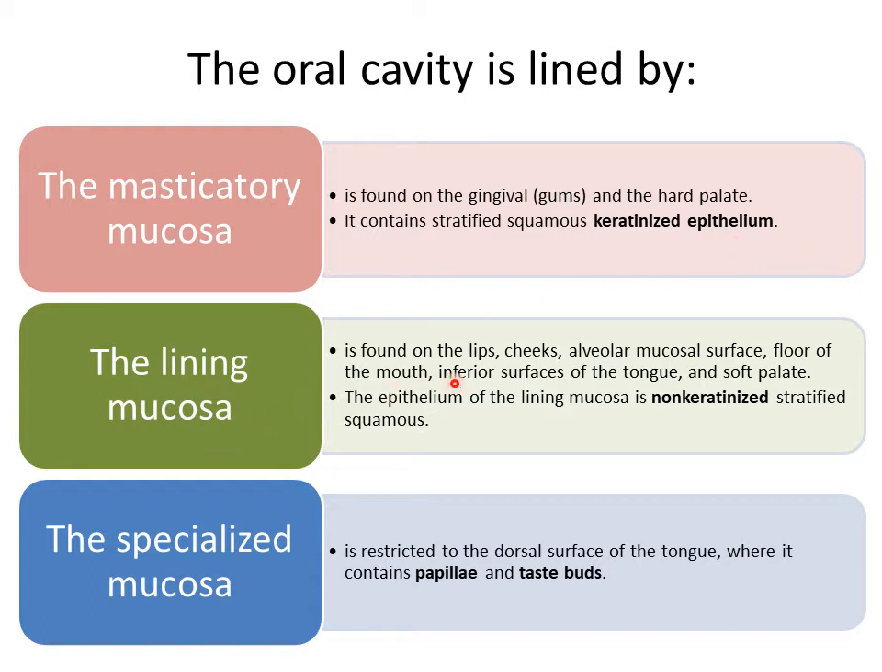The lining mucosa is found on the lips, cheeks, alveolar mucosal surface, floor of the mouth, inferior surface of the tongue, and soft palate. The epithelium of the lining mucosa is non-keratinized stratified squamous, compared with the previous one, keratinized epithelium, but still stratified. And finally, specialized mucosa is restricted to the dorsal surface of the tongue and contains papillae and taste buds. Those are two peculiarities of the specialized mucosa.